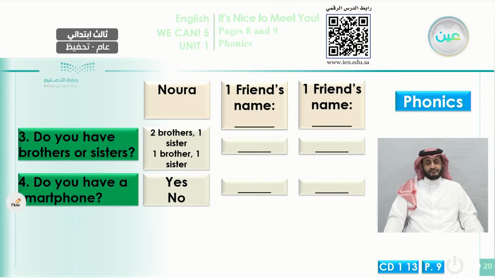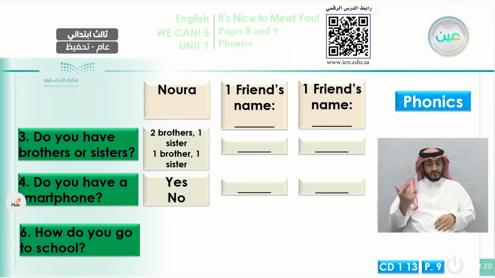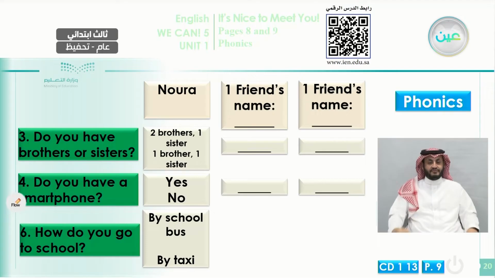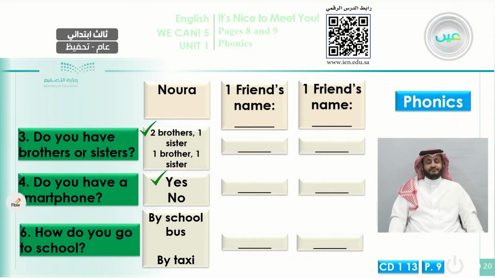Do you have brothers or sisters? Yes, I have 2 brothers and a sister. Do you have a smartphone? Yes, I do. How do you go to school? I go by school bus.